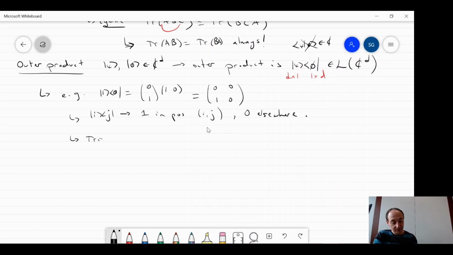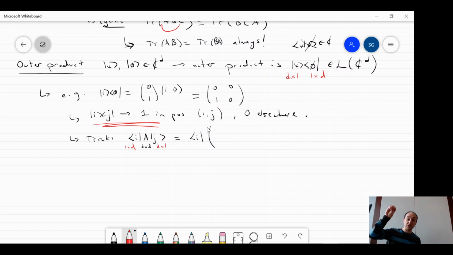And here's a trick, right? Remember that if I take a matrix A and I sandwich it, so that this is d by d, this thing here is d by 1, and this is 1 by d. So remember, this will give you a scalar. What will I get? Well, what I can do is, because of this property here, this is just a matrix basis element. It just puts a 1 precisely in position ij of the matrix and 0 everywhere else.